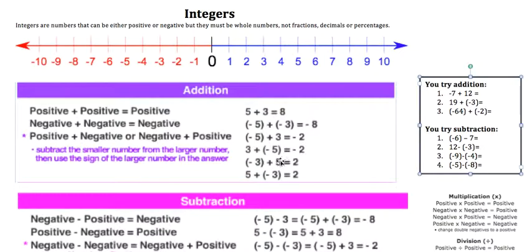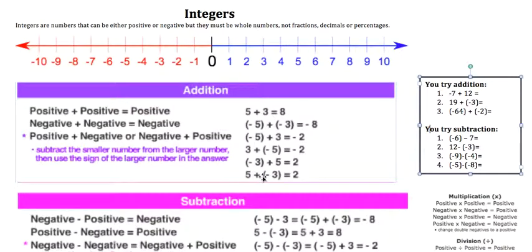So if you look at the 5 again, it is still bigger than 3, but in this circumstance 5 is actually a positive. So our answer is going to be a positive number, and then you go 5 take away 3, which is 2, and that's why we get a +2 here.